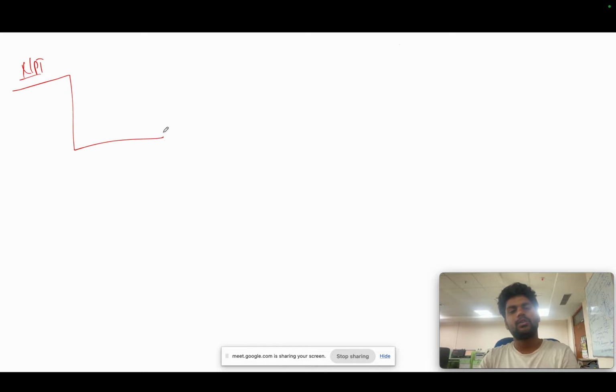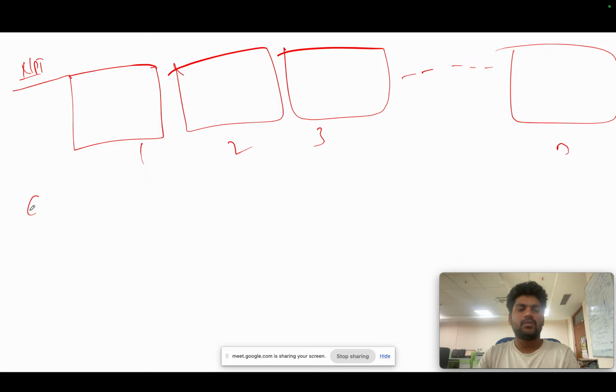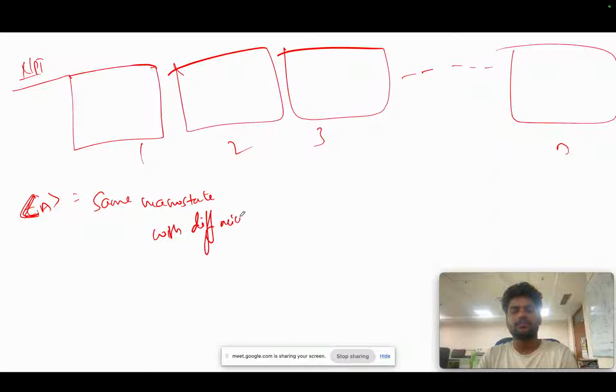As I discussed a long time back, an ensemble is nothing but different microstates. Suppose I just give 1, 2, 3 and n. What does an ensemble define? The same macro state with different microstates. So if we have 5 molecules like this, in the next step the 5 molecules will be like this, in the next step like this, and in the end like this.